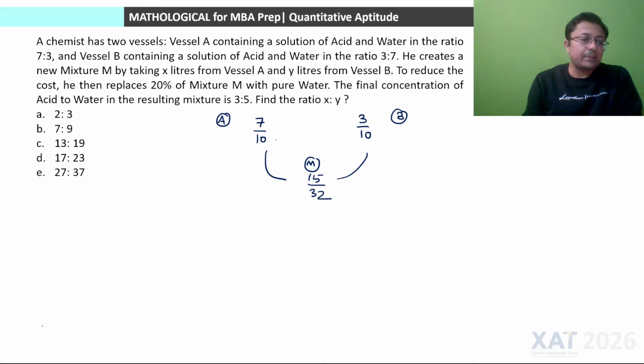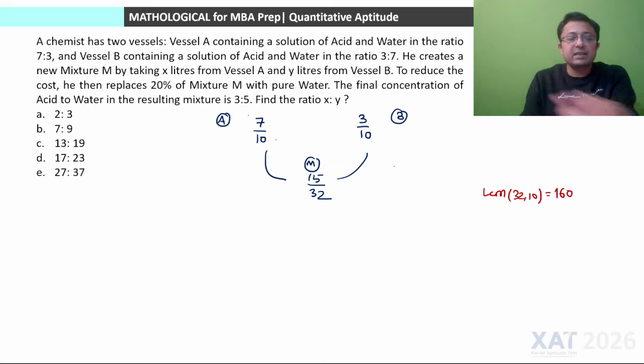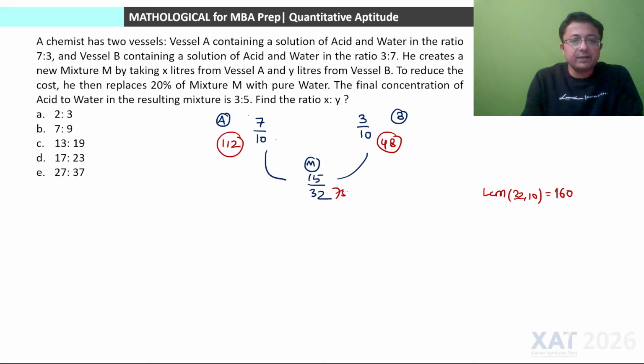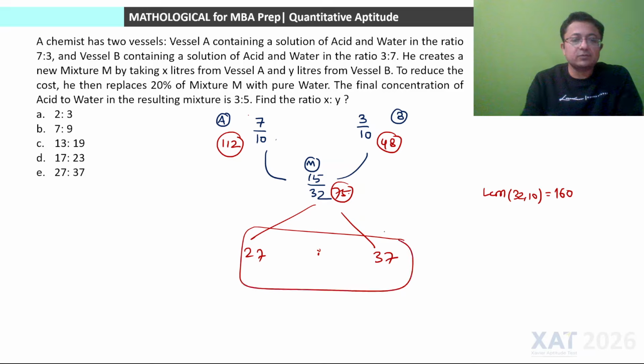But before applying alligation, all values should be integers, so multiply by the LCM of 32 and 10, which is 160. So multiply all values by 160. 160 into 7/10 is 16 into 7, 112. This will be 16 into 3, 48, and this will be 15 into 5, 75. So 75 minus 48 is 27, and 112 minus 75 is 37. The ratio of A and B should be 27:37.